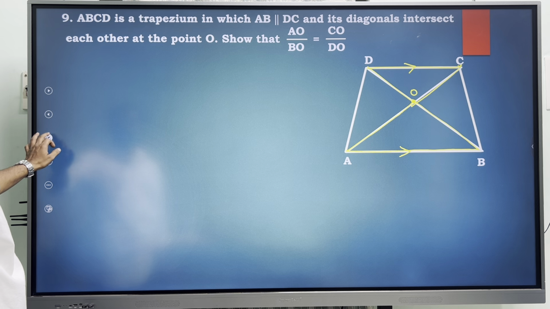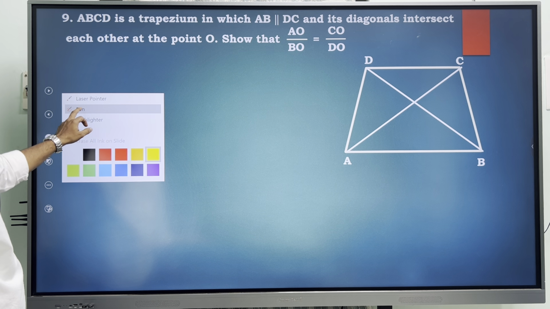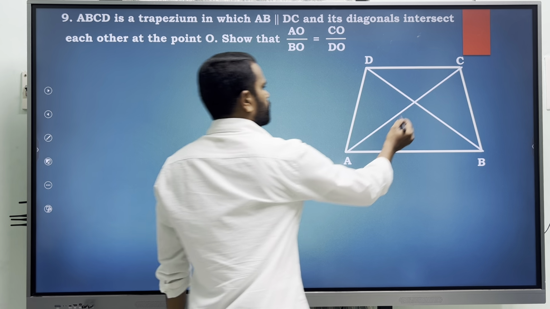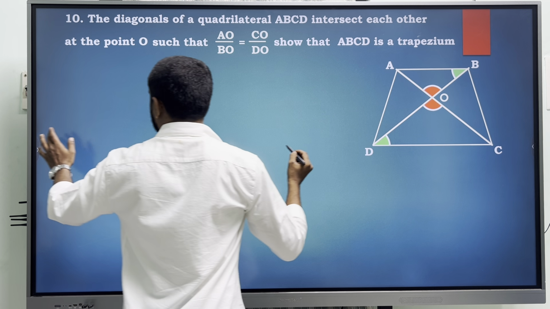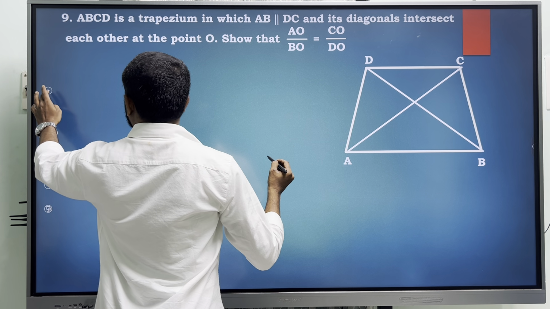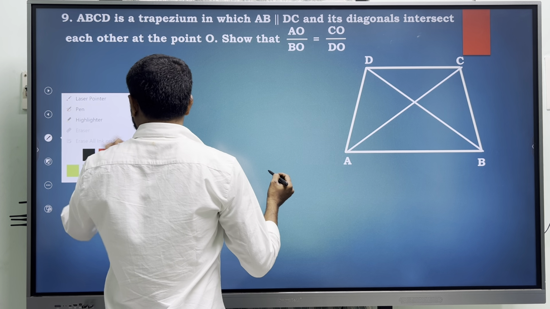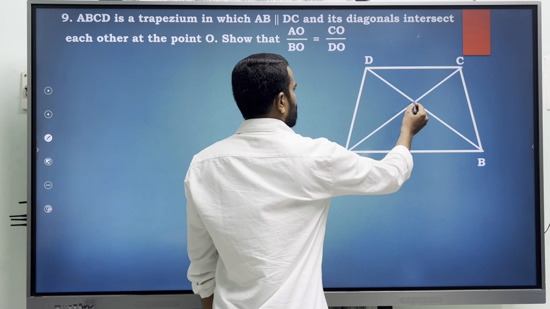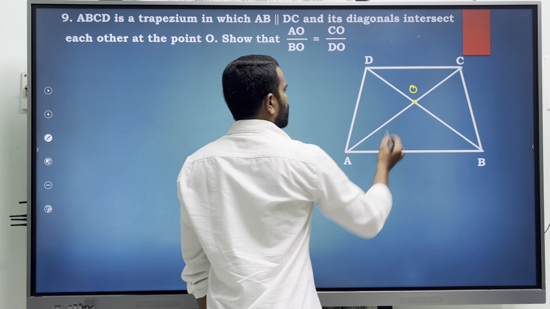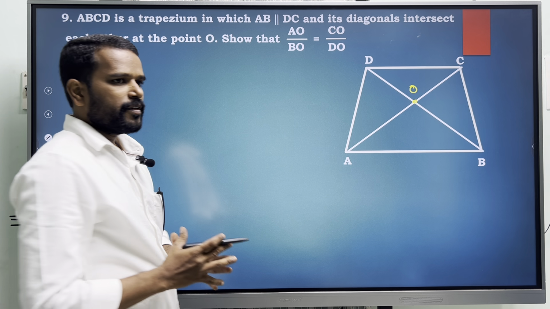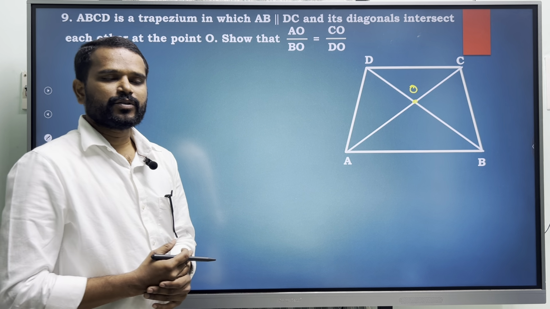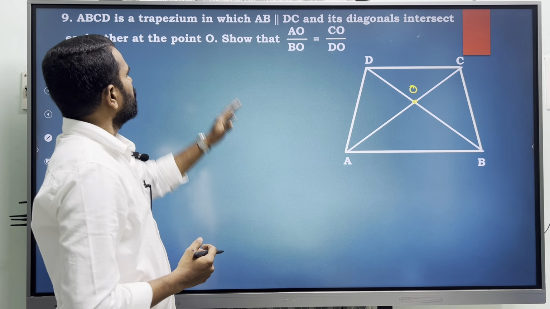Okay, now this is quite easy. We can solve this very easily. Let us see. So, we will take this as O, as he told us to. Now, in this question, we need to do a small construction.